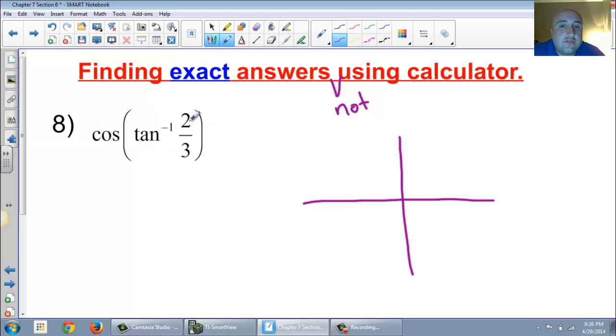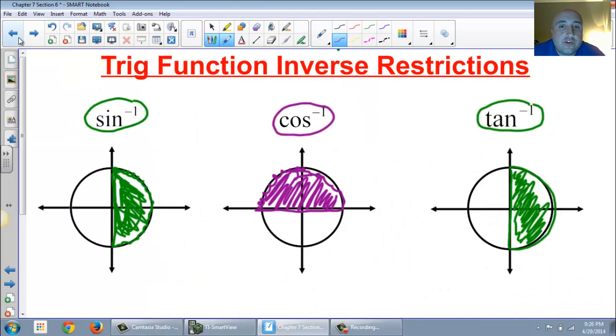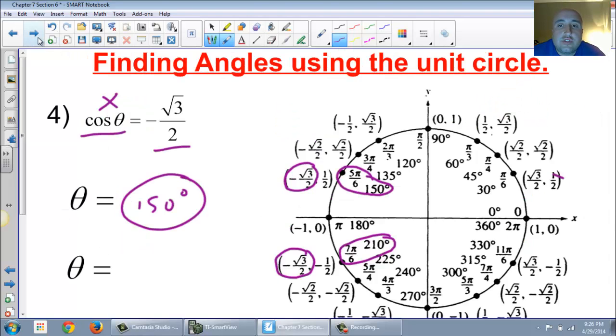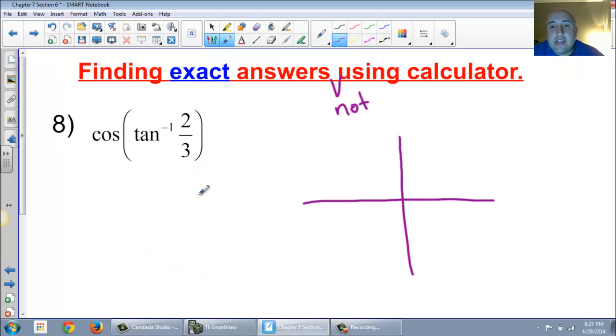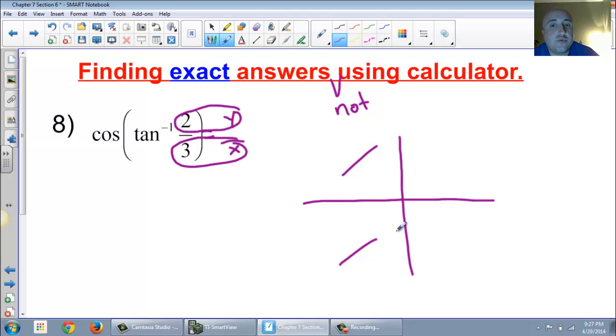So it says tan inverse is 2/3. So we're starting with tangent. Let's go back to our restrictions. Tangent is the right-hand side, so we can automatically cancel out the second and the third quadrant. So our triangle is either going to be in the first or the fourth. Remember, tangent is y over x. It's positive, so the 2 and the 3 are both positive. In order to get a positive fraction, they both have to be positive or they both have to be negative.